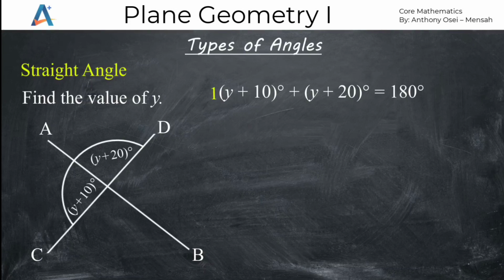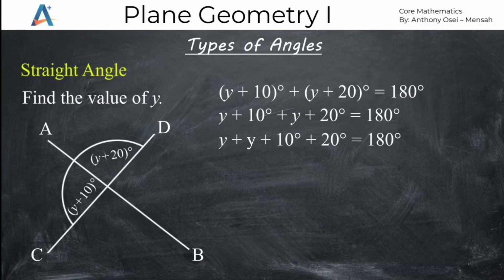Now there's 1 in front of the bracket, so we just open the bracket with a 1. 1 times this number is the same number, so y plus 10. y plus 20 has 1 in front of it, so 1 times this whole thing becomes the same thing. y plus 20 is equal to 180 degrees. Now if we group like terms, y plus y is 2y, 10 plus 20 is 30, is equal to 180 degrees.